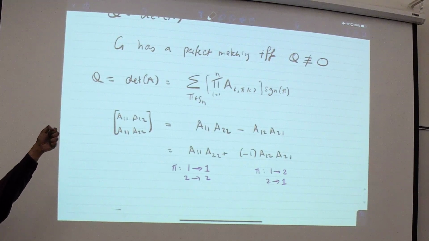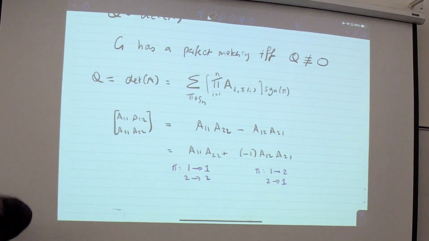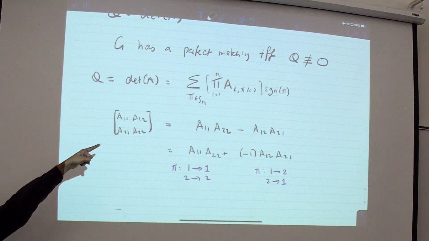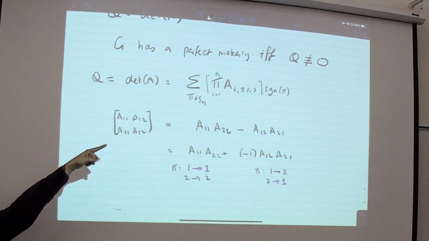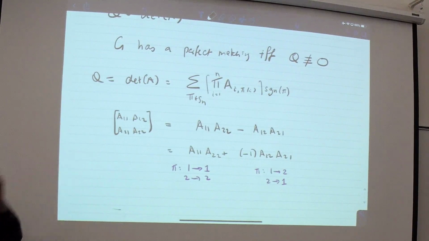If each of those terms is 0, each of those terms corresponds to one possible way of assigning elements on one side of the graph to elements on the other side of the graph. And if each of them is 0, that means in each possible way of assigning, some edge is missing. It's like we've tried to find a perfect matching. We've looked over all possible ways of matching left to right, and there's always one edge missing, which means G cannot have a perfect matching.